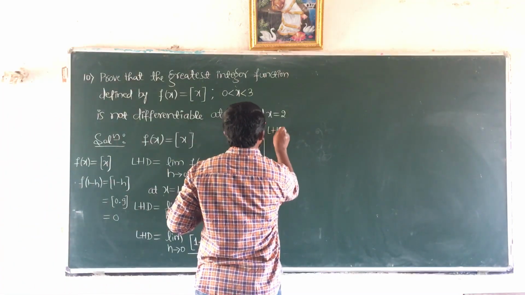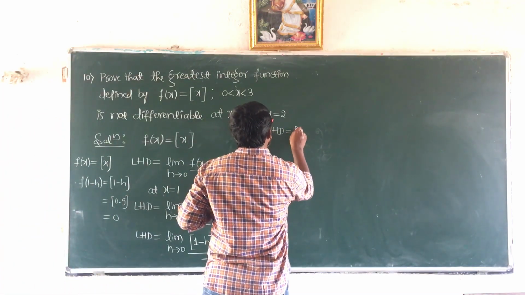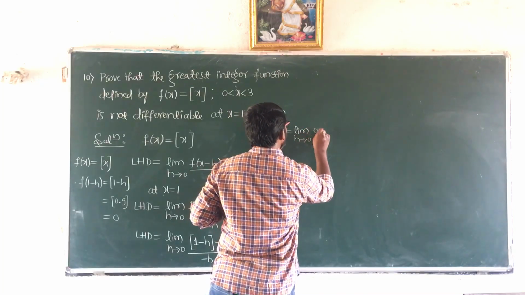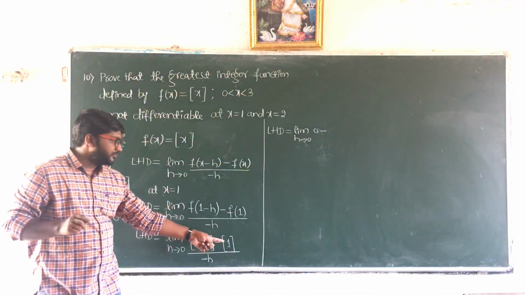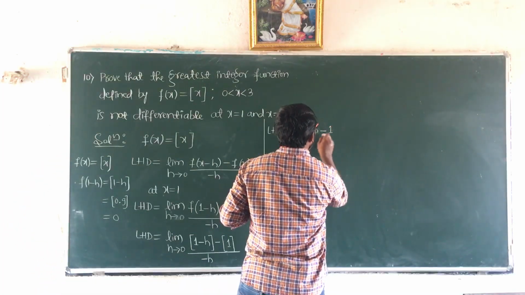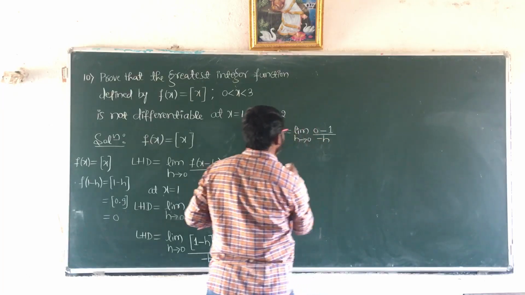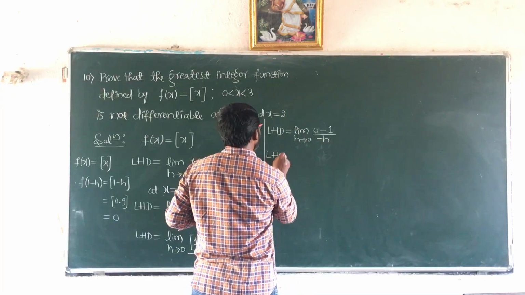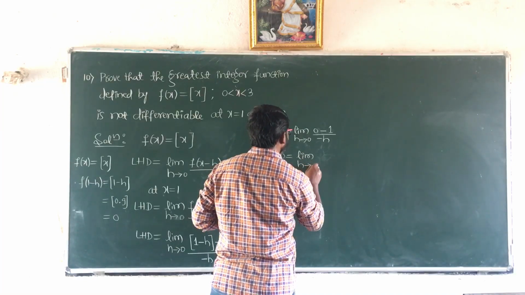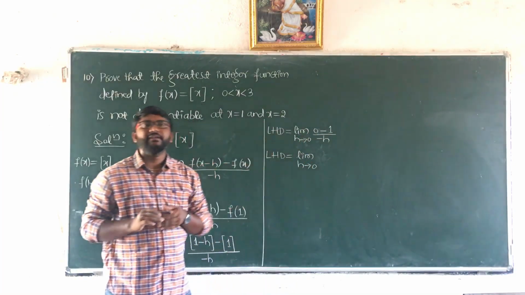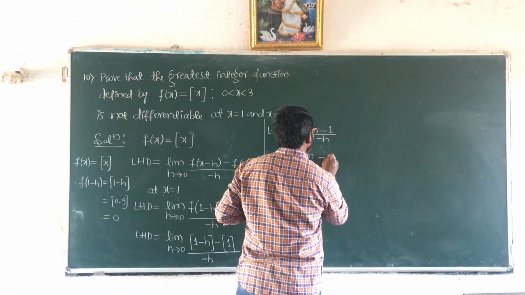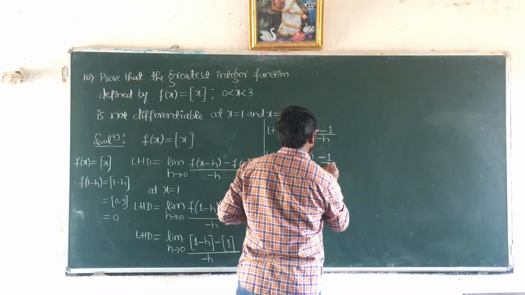Left hand derivative, which is equal to limit h tends to 0. It is 0 minus greatest integer 1, which is always 1. So 0 minus 1 divided by minus h. So LHD is equal to limit h tends to 0 of 0 minus 1, which is always minus 1, so minus 1 divided by minus h.